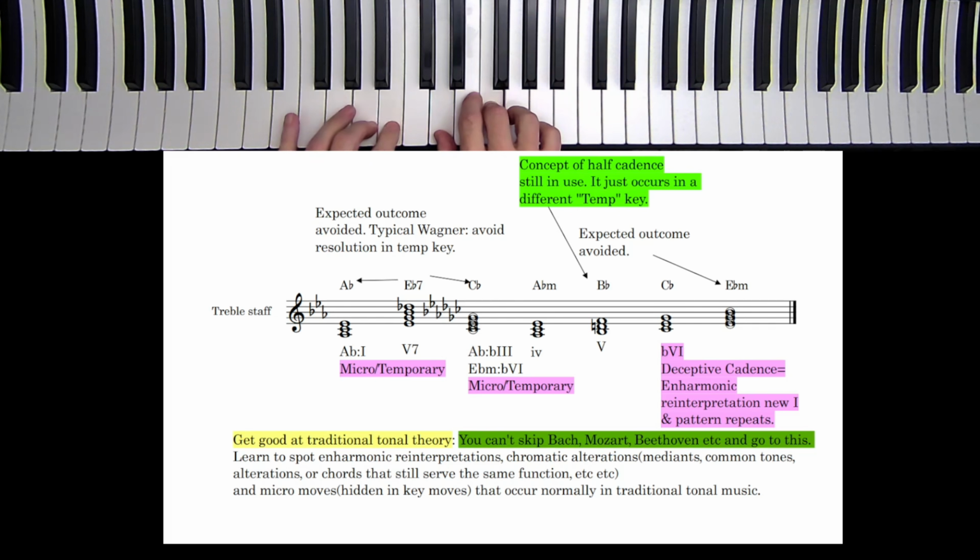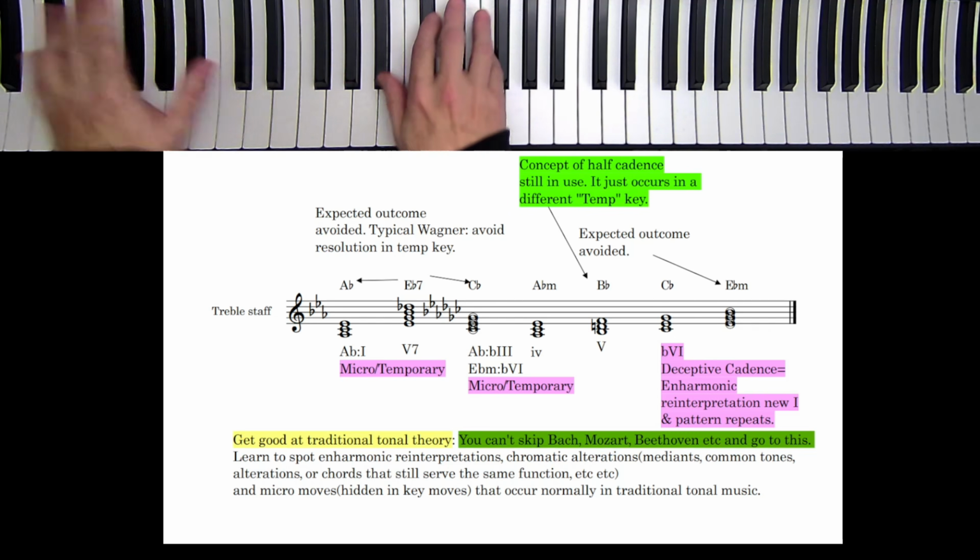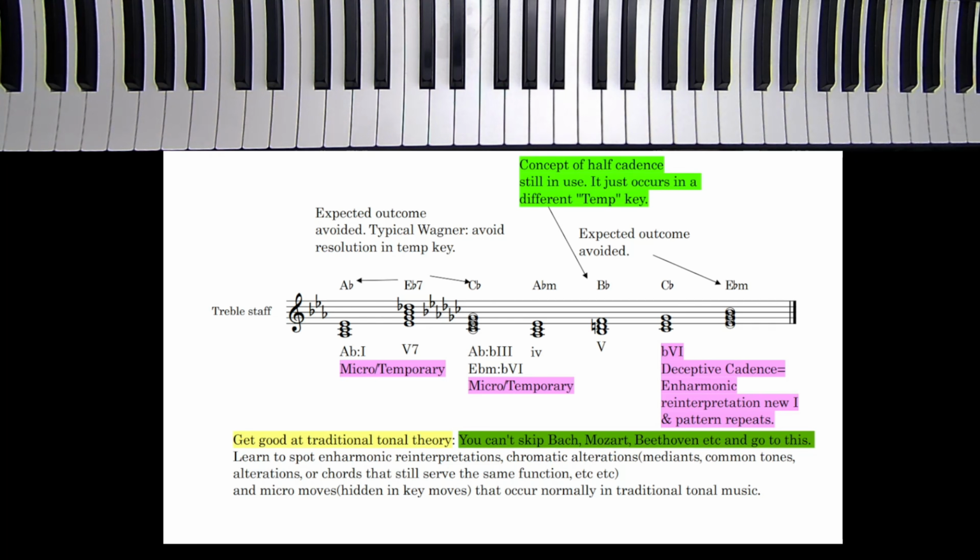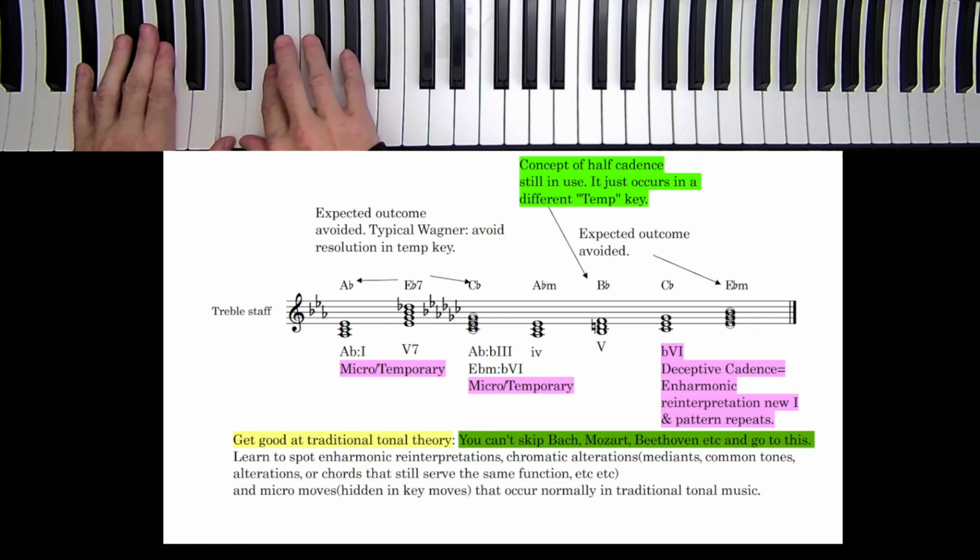But in Wagner's world, you can bypass that, combining micro-temporary with alteration and enharmonic reinterpretation. So you have to be able to spot all of these things to get to the level to identify this. Let me show you what's going on now.